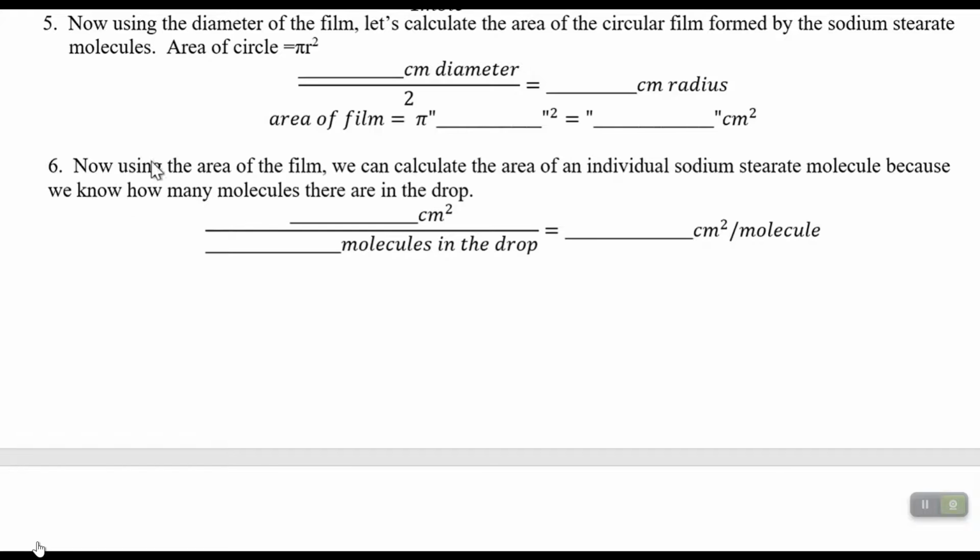So the area of a circle is r squared times pi. We have the diameter, and the radius is 1/2 of the diameter. So I can take my diameter length and divide that by 2, and that will give me my radius in centimeters. And I can plug that number right there in. If I know how many centimeters my radius is, I can square that number and multiply that by pi, and that will give me the area of the film, the circle that we measured, in centimeters squared. So for example, in my case, I'll show you those numbers.